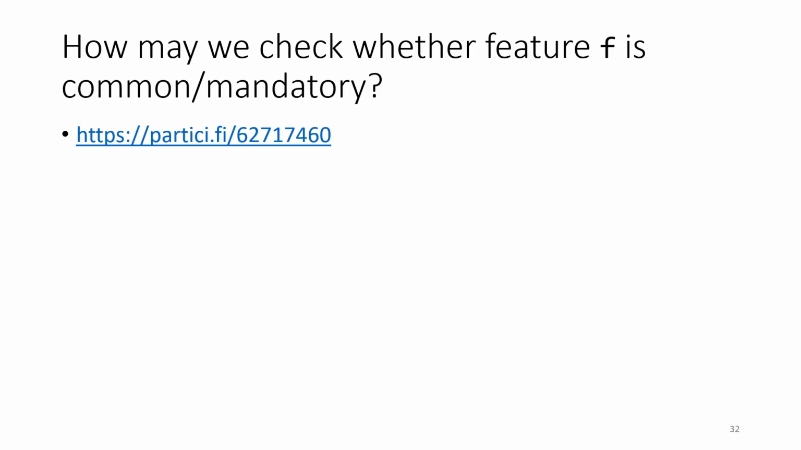How do we check whether a feature is common or mandatory? The solution was on the slide already, yeah? Yeah, set it to false. And then if we have a solution, we know that it's not mandatory, that it's not a common feature, because we have found a product where this feature is not included. But if we have unsat again, we know that there is no way to exclude that feature. So it is a common feature.